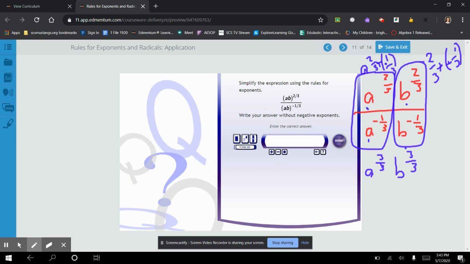So looking at my answer to double check and see if this is a good answer, now I have one of each variable, which is what we need to have. But if I check my exponents, they can be simplified. 3/3 can be simplified to 1. So both of them simplify to 1, a to the first, b to the first, or I can just write it as ab and have that be the final answer.